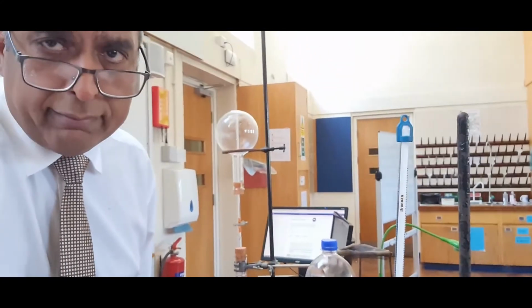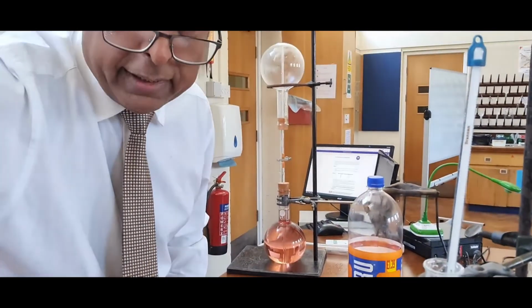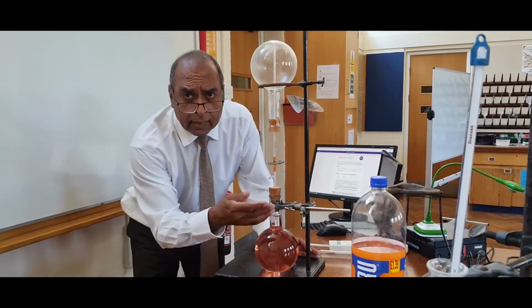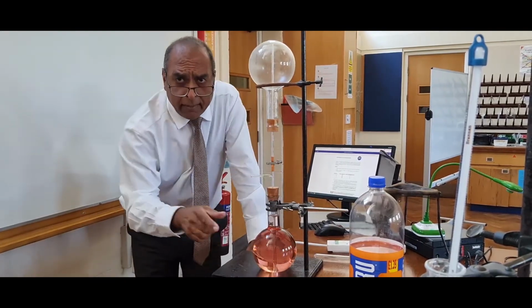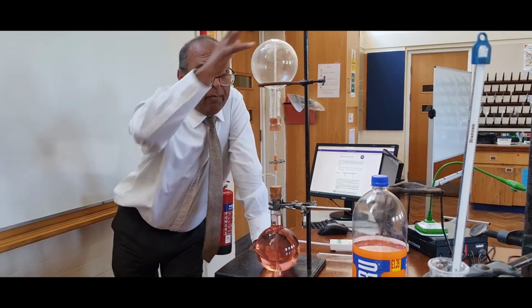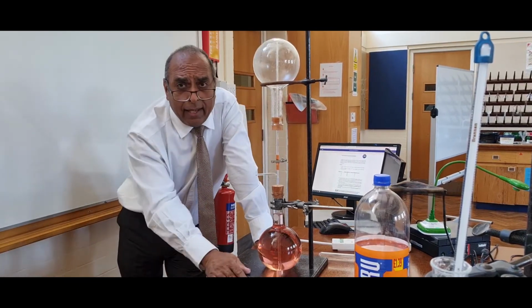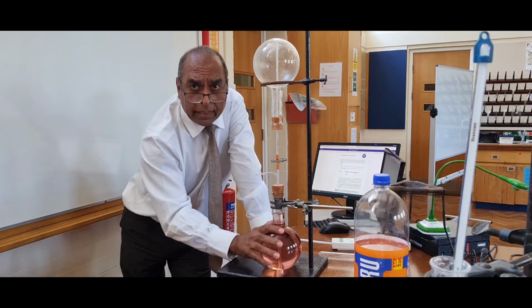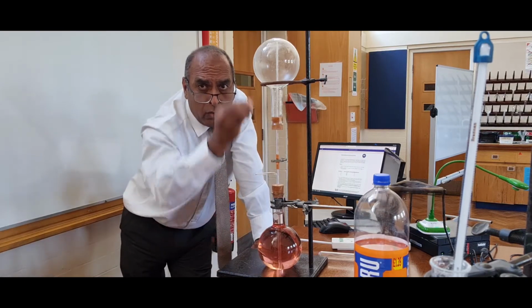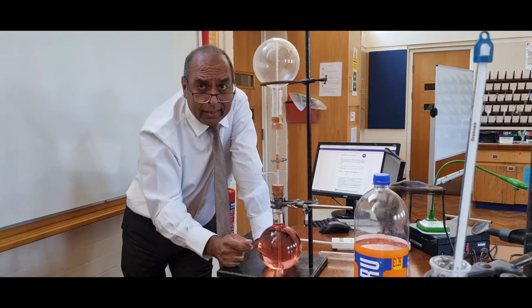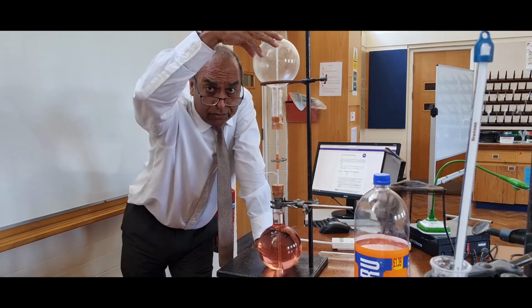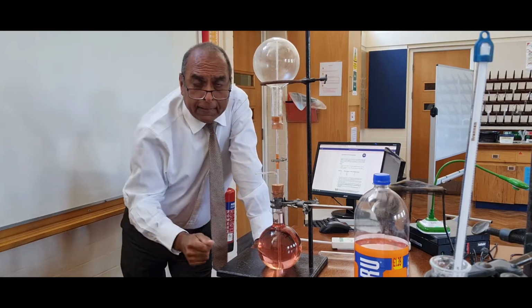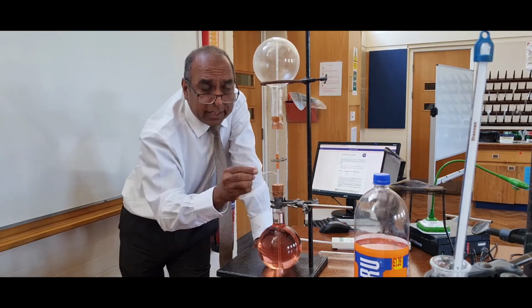Now, I'm just going to do that so you can see it. I hope you can see it there. The other thing about the indicator is that ammonia is an alkaline gas. So this is red because it's acidic. When it goes up into here, being an alkaline gas that dissolves, when all this gets sucked up, the indicator should go blue. This is called the fountain experiment.